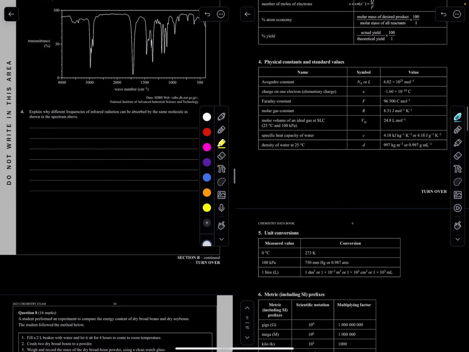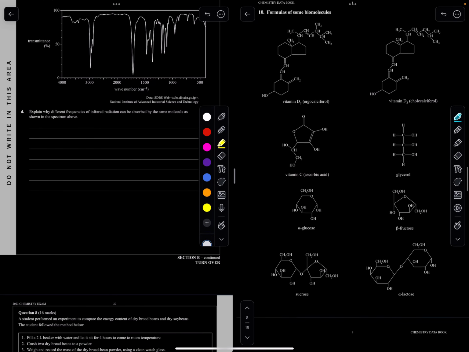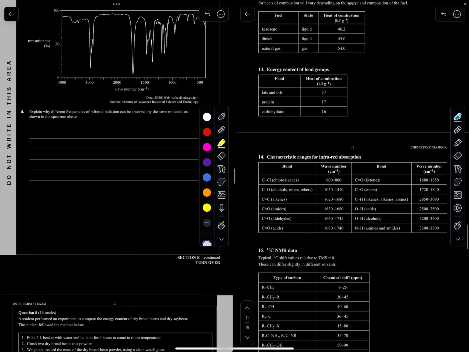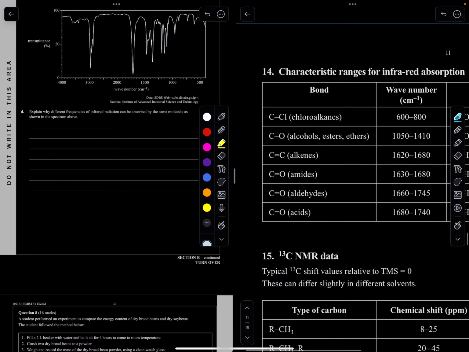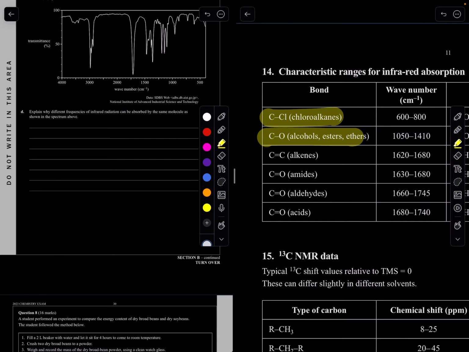Let me explain. If you go down to your infrared part, there it is. Your infrared's here. Have a look at this. Different frequencies are produced because we have different bonds, different functional groups. A molecule could have totally different bonds. It could have a double bond. It could have different functional groups. And these are what create those frequencies.